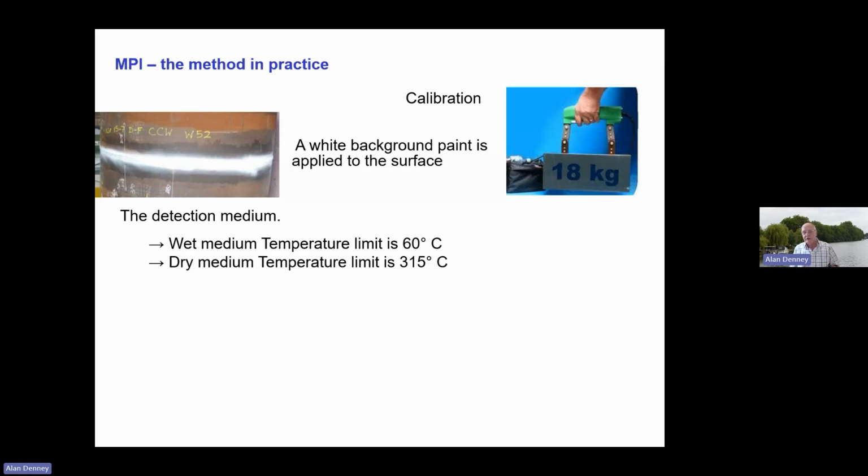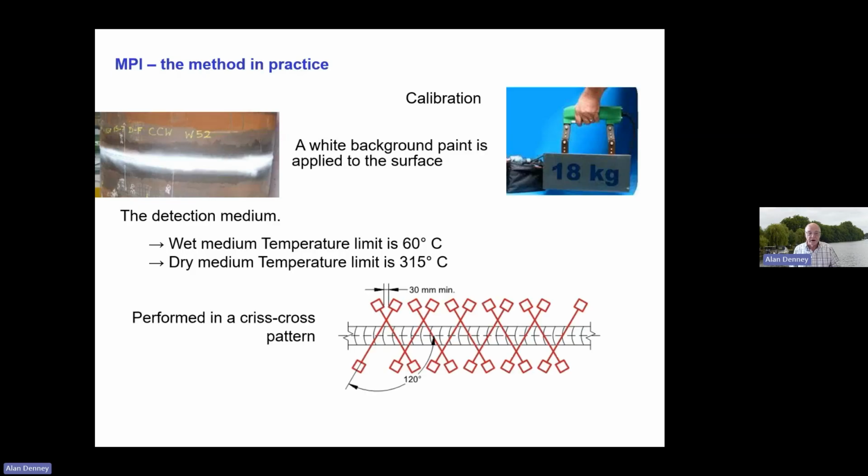And you might use, actually, you can have two. I've talked about an ink, which is a liquid medium, but there's a limit to the temperature that you can use that because it will fume. So if you're looking at a piece which is hot, then you have to use dry medium, which is just loose powder. Now that's obviously more difficult to work with, but it has a much higher temperature limit in practice.